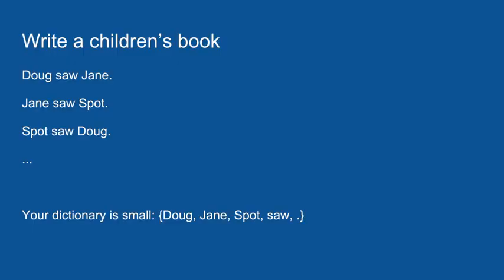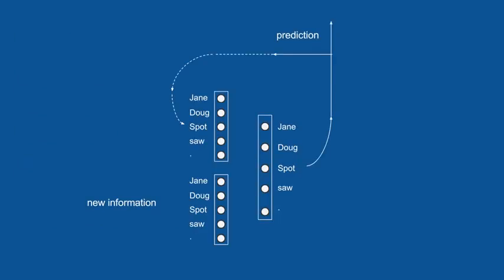Now to show how they don't meet all of our needs, we're going to write a children's book. It'll have sentences of the format, Doug saw Jane, period. Jane saw Spot, period. Spot saw Doug, period. And so on. So our dictionary is small. Just the words Doug, Jane, Spot, saw, and a period. And the task of the neural network is to put these together in the right order to make a good children's book. So to do this, we replace our food vectors with our dictionary vectors.